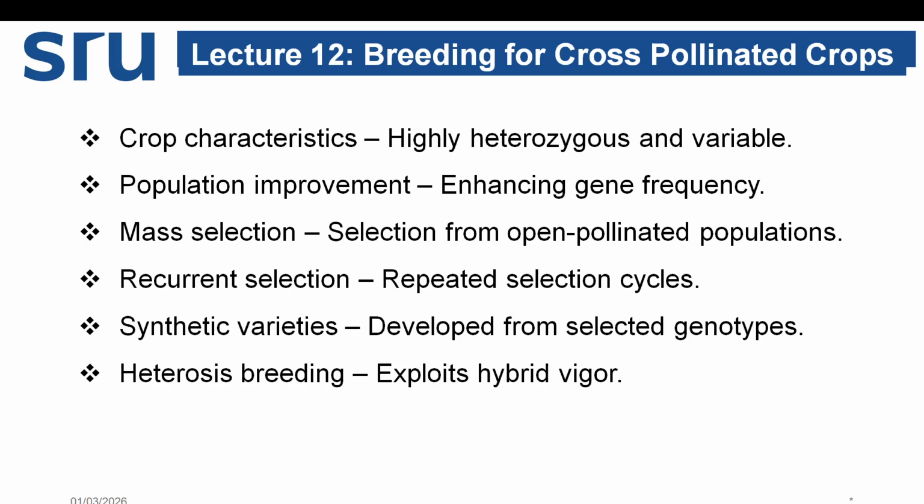The next breeding method in cross-pollinated crop species is recurrent selection, that is, repeated selection cycles. Then development of synthetic varieties, that is, a synthetic variety developed from selected genotypes. And last but most important, heterosis breeding, which will exploit the hybrid vigor.